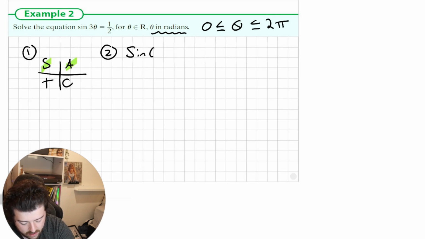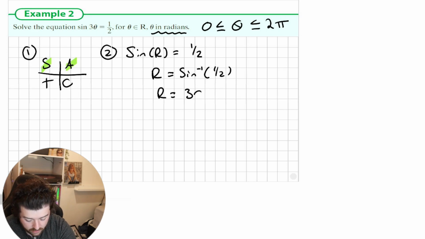Second part, find my reference angle. So sine of my reference angle equals a half. Oh, that's sine 3 theta, sorry, spoilers. My reference angle is equal to sine inverse a half. My reference angle is going to be equal to, I believe, 30 degrees. Let's double check that on my calculator. 0.5, I think it is 30. Yeah.